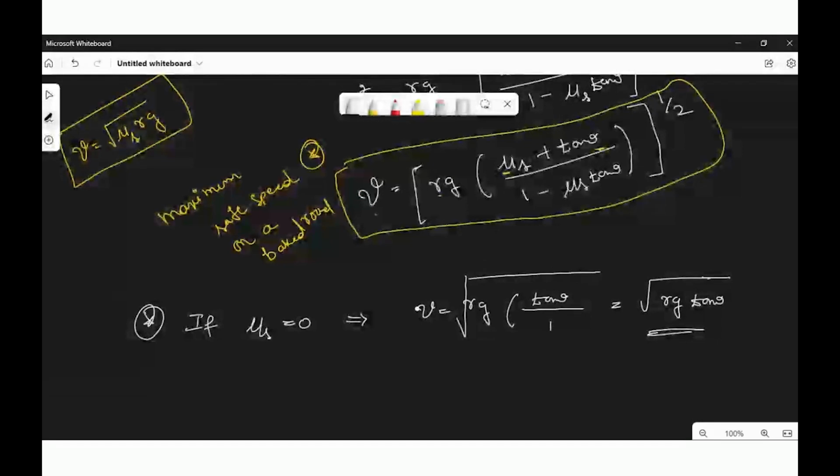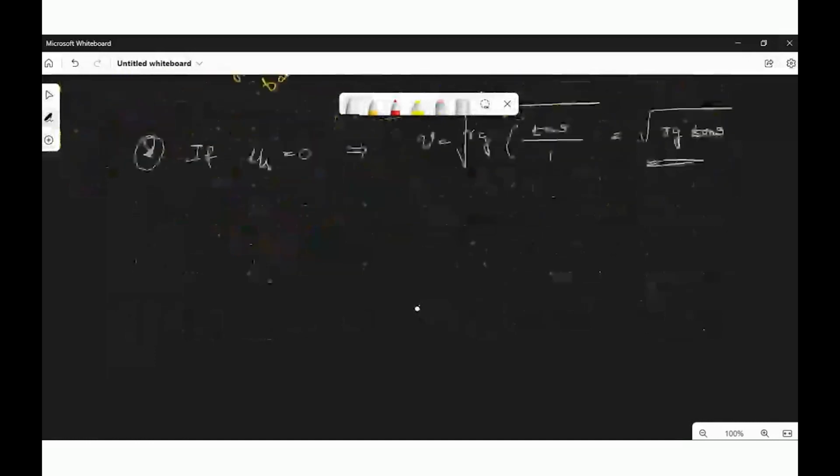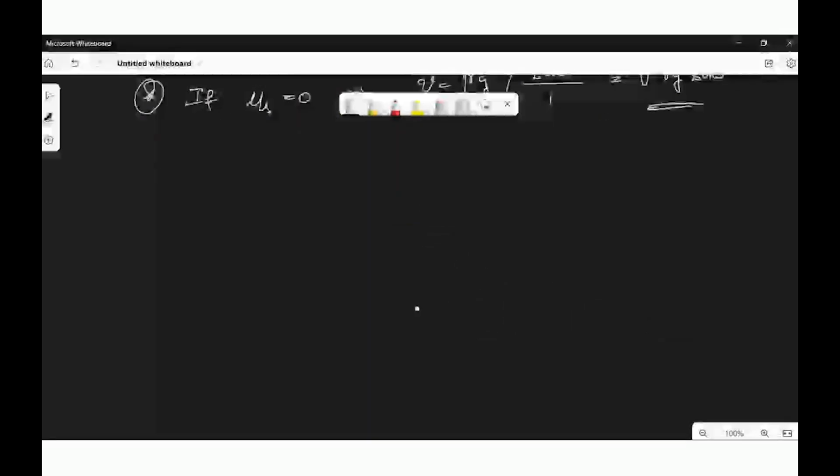Next, I think this chapter's last topic is solving problems in mechanics. That means how to draw a free body diagram and all. We'll take some simple cases and make you comfortable with solving problems.